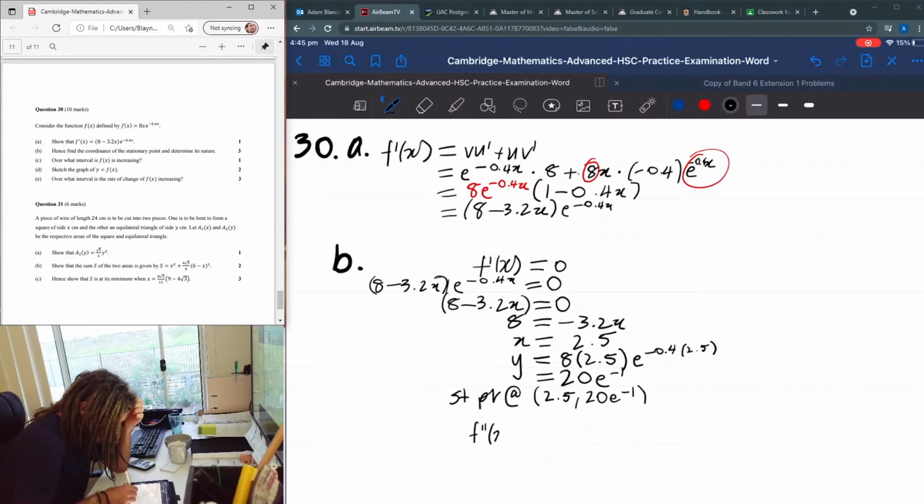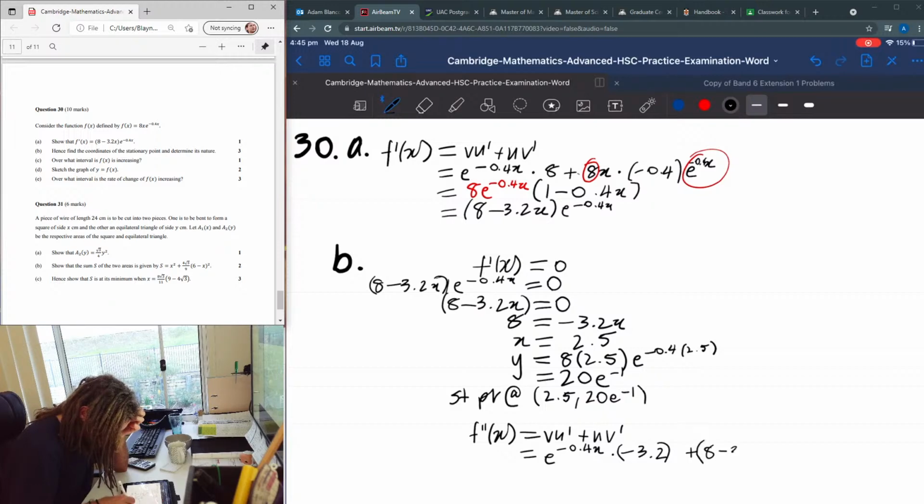Second derivative. Let's put it again. Okay, I'm looking at this thing up here. V times u dash. Now that's just minus 3.2 plus u v dash.